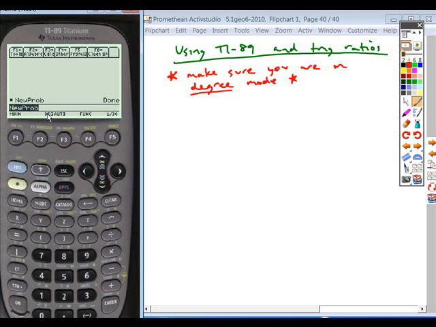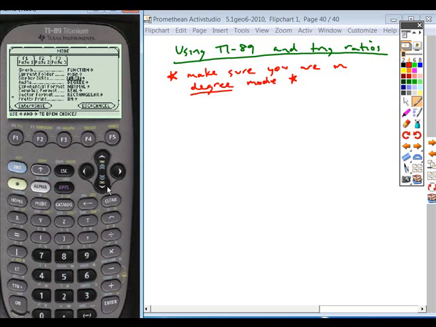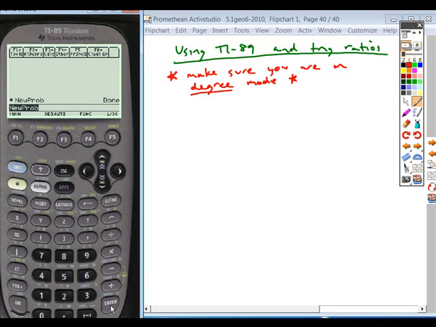How do you set it to that mode? If your calculator says RAD, what you need to do is hit this mode button. It's right below the white alpha key. Scroll down 3 spots till where it says angle and change that from radian to degree, until you see that it says DEG.